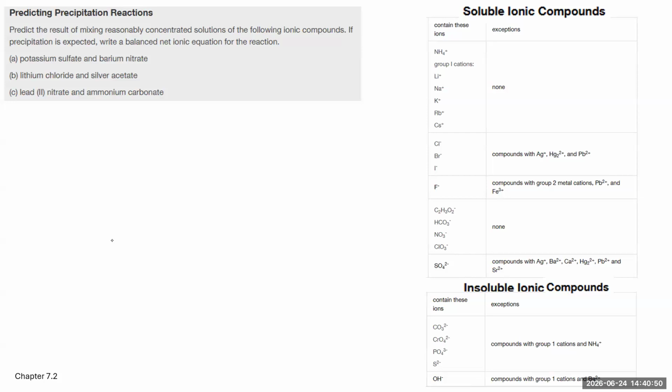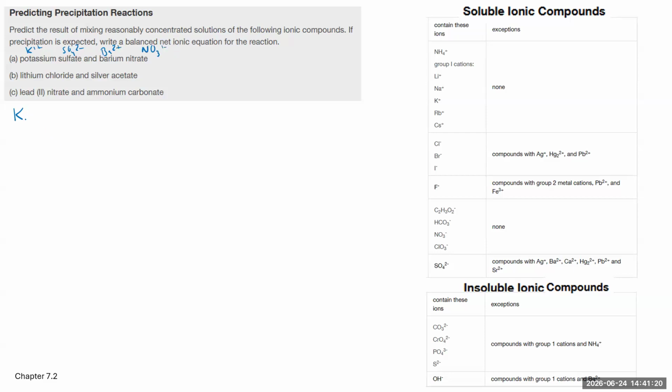Precipitating reactions, predicting precipitation reactions. Predict the result of mixing reasonably concentrated solutions of the following ionic compounds. Let's build these. Potassium. So K is 1 plus. Sulfate is SO4 2 minus. Barium is 2 plus. Nitrate is NO3 1 minus.